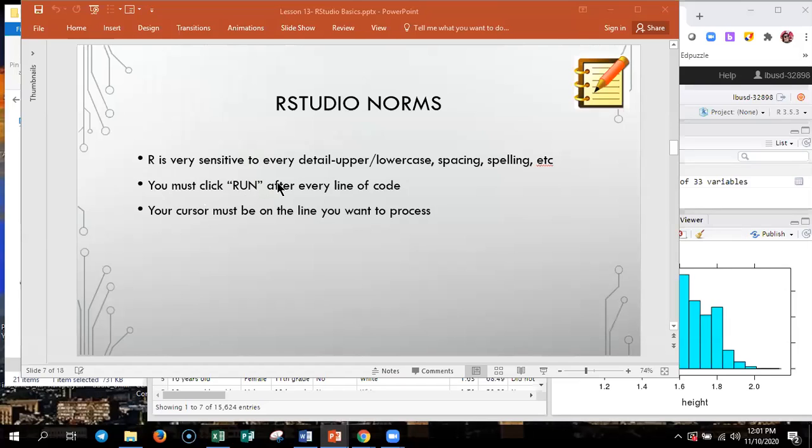You must click on run after every single line of data, or else it will not process. And your cursor must be on the line that you want to process. So if you put it on another line, it's not going to process the line that you just wrote. It'll process the line that the cursor is on. So these are norms that you need to be aware of every moment that you are using RStudio. Once you are done writing this, I'm dismissing you for the day.